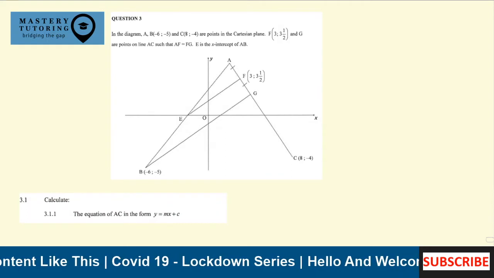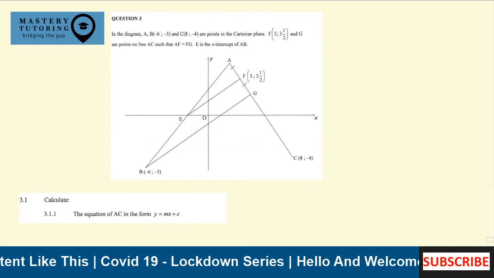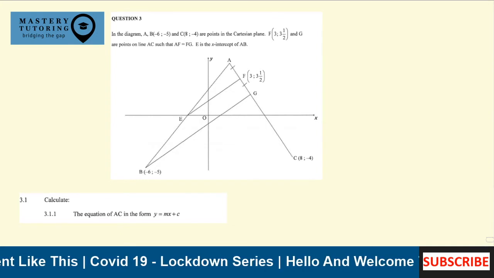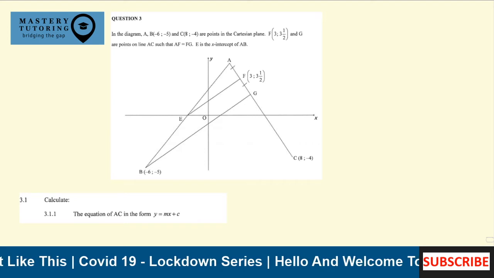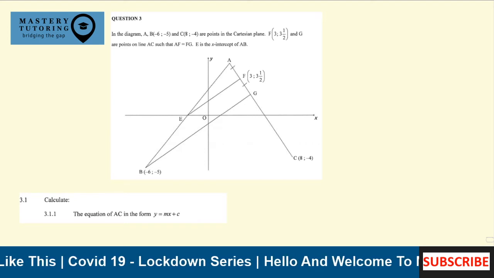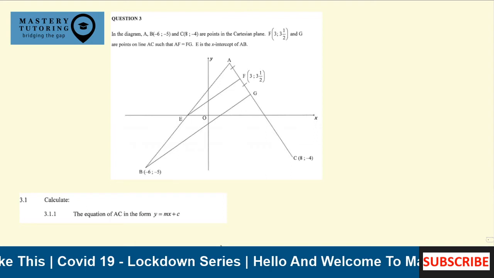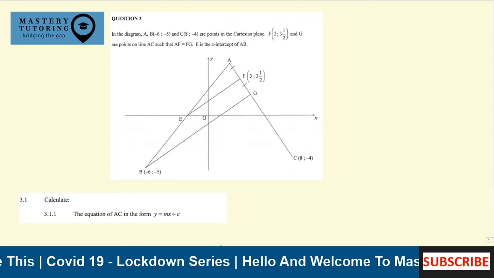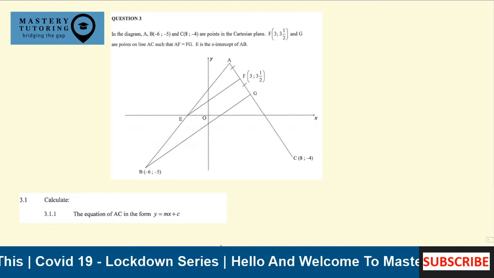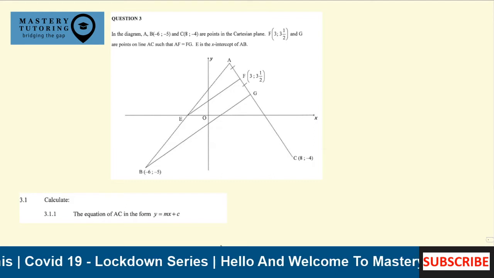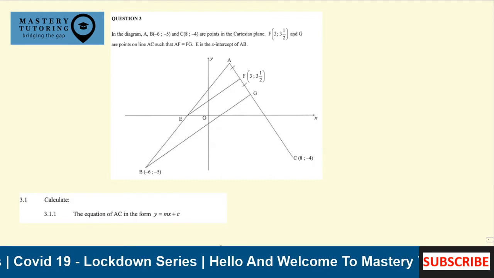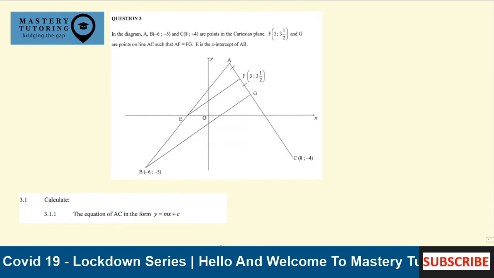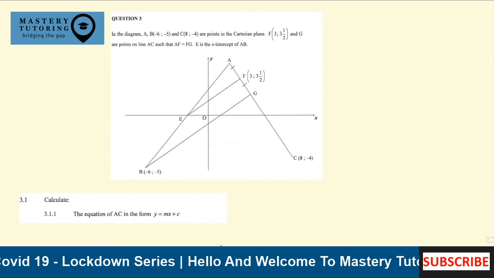In this video we're going to be doing question 3 of the 2017 Department of Basic Education final exam question paper. We're given the following information. In the diagram, A, B and C are points in the Cartesian plane. F and G are points on line AC such that AF is equal to FG. E is the intercept of AB.